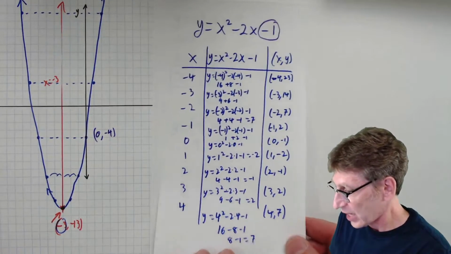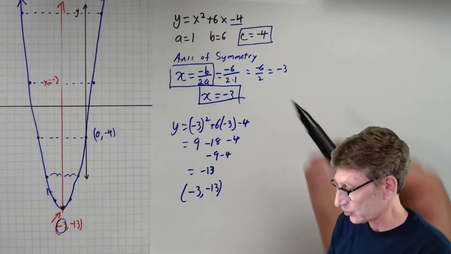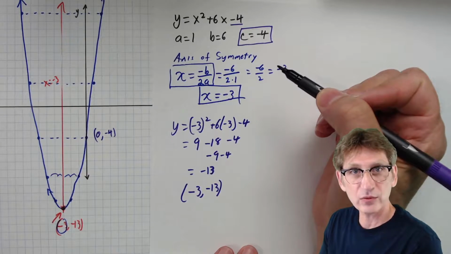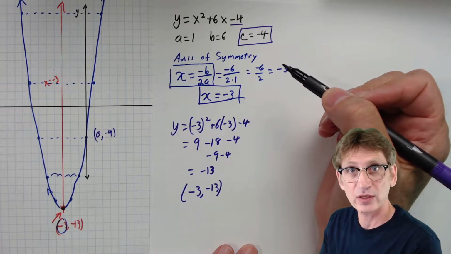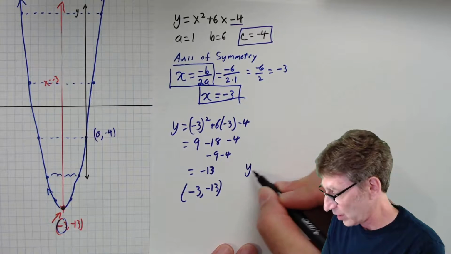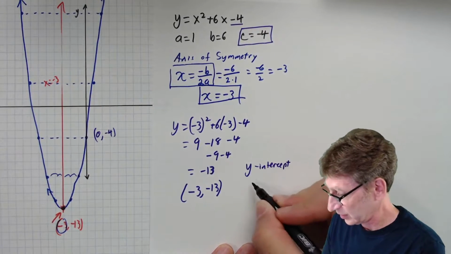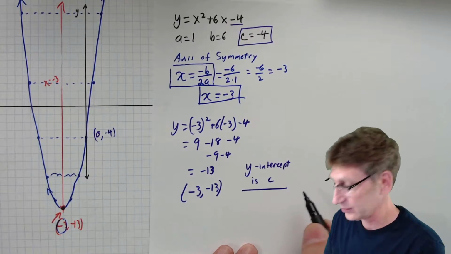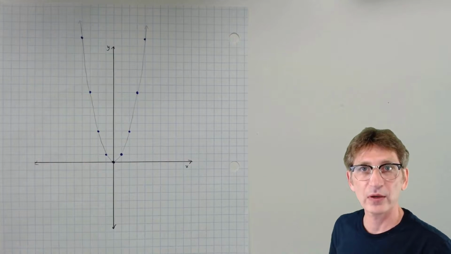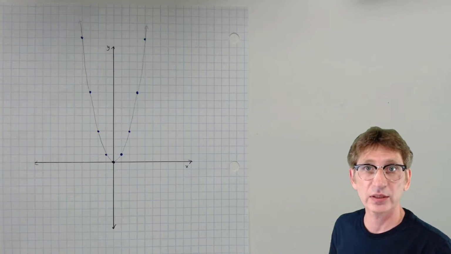So it turns out that directly from our equation, we automatically know something else about the graph. The y-intercept is c. There's another little tip that'll make graphing parabolas a lot easier.